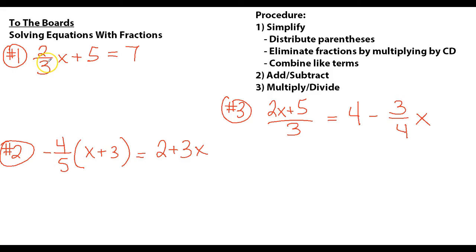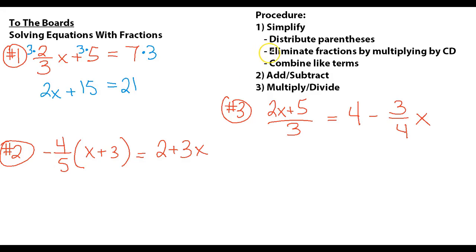So therefore, we need to multiply every term by the common denominator, which in this case is 3. So I'm going to multiply each term, this term by 3, this term by 3, and this term by 3. Okay, great. 3 times 2/3. Well, 3 times 2 is 6, and 6 divided by 3 is 2. So I'd be left with 2x plus 3 times 5 is 15 equals 7 times 3 is 21.